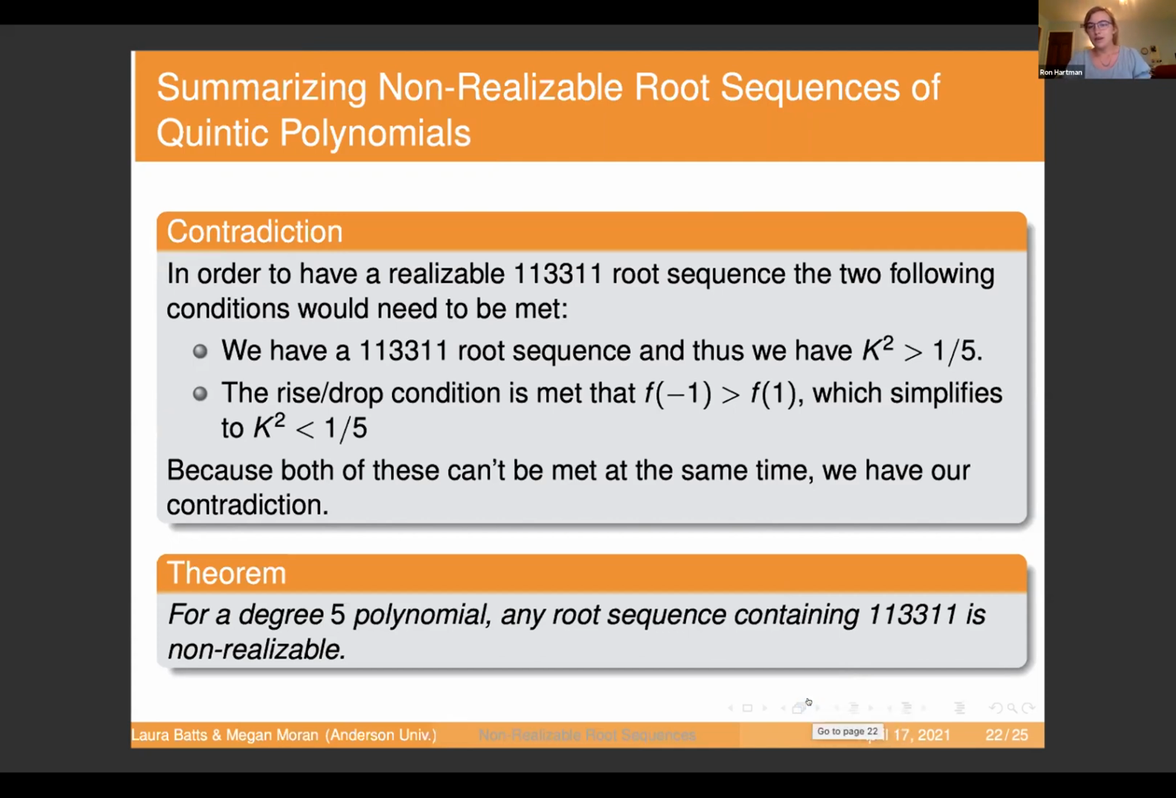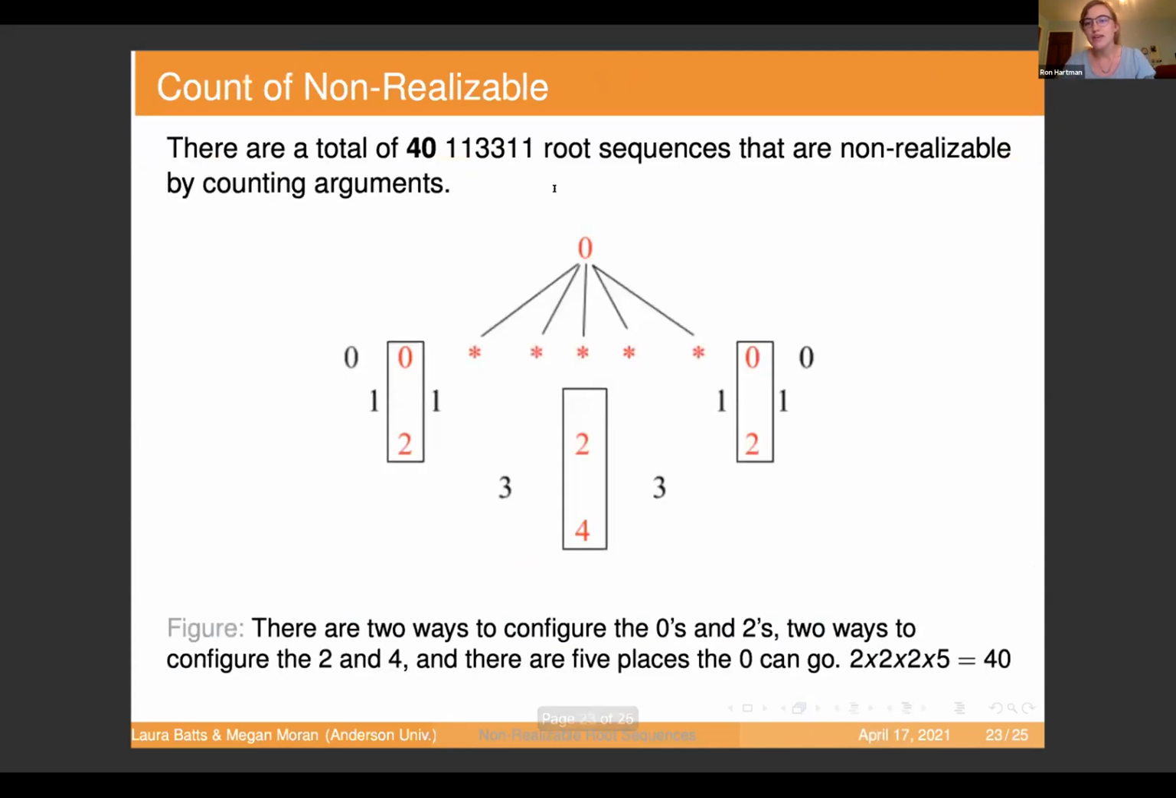And so the cool thing about this, if you remember the graph earlier about the numbers of realizable and non-realizable root sequences, in the fifth degree, there are 200 some possible configurations by Rolle's theorem, but there were 170 non-realizable root sequences of the fifth degree. And with this proof, we've knocked out 40 of those 170. So that's a significant amount.